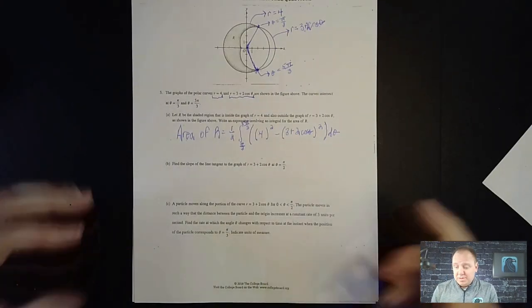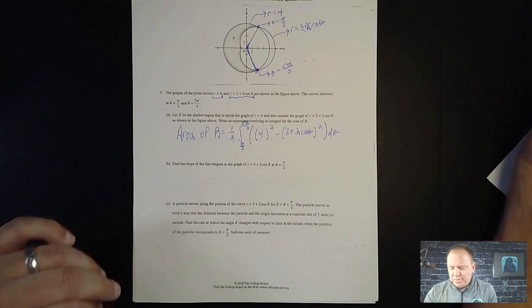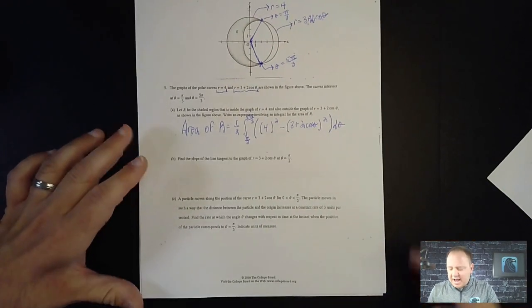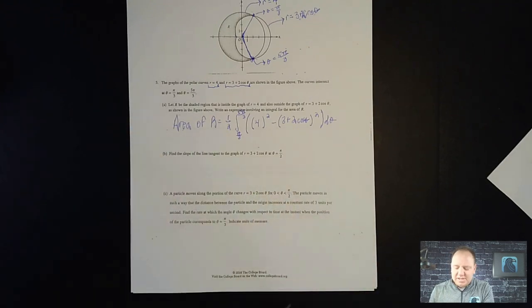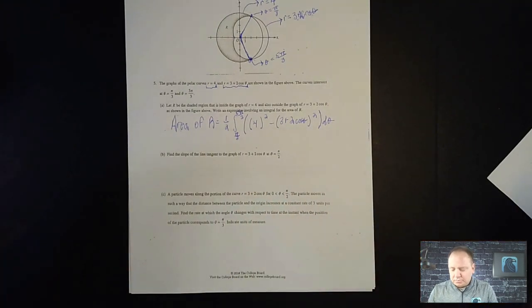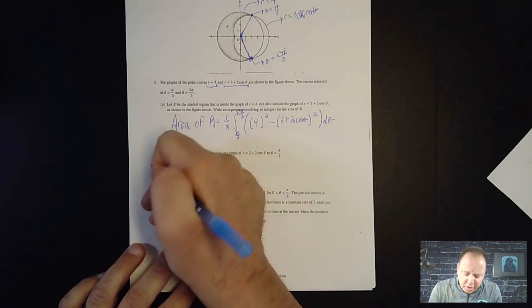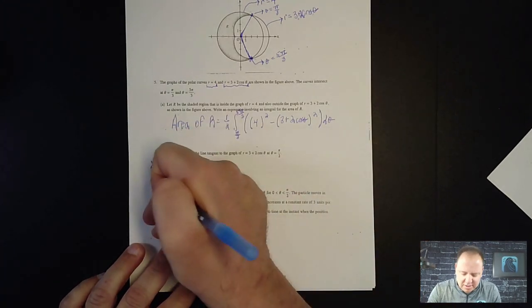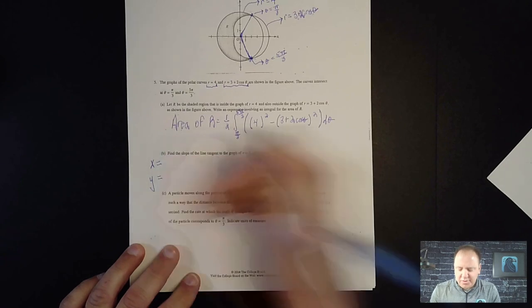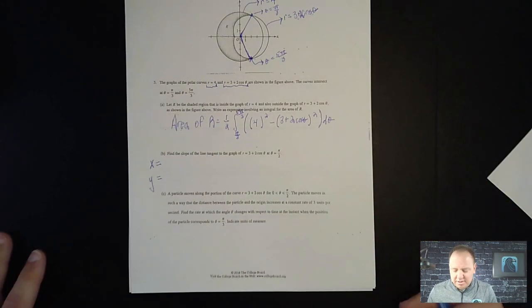Again, I welcome these type of questions. Find the slope of the line tangent to the graph of the dimpled one at theta equals pi over 2. All right. So what are the fundamentals to go from polar to rectangular, right? You got x equals and y equals, right? We need to put it back into rectangular.